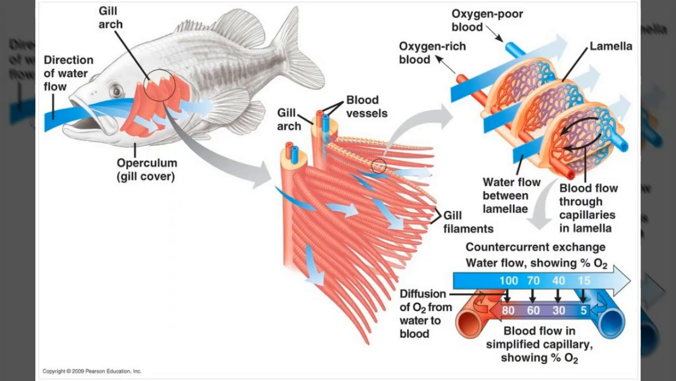Okay. So this is the countercurrent exchange system in fishes. This basically allows for blood and water to flow throughout the fish. As you can see, the direction of water flow goes through the mouth into the gill arch, then to the operculum, which is a bony structure covering the gills. This is a blown up image in the middle of the gill arch. You can see the blood vessels going throughout, and it goes through the gill filaments.